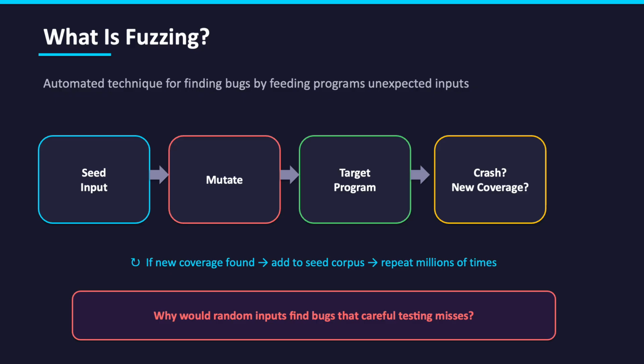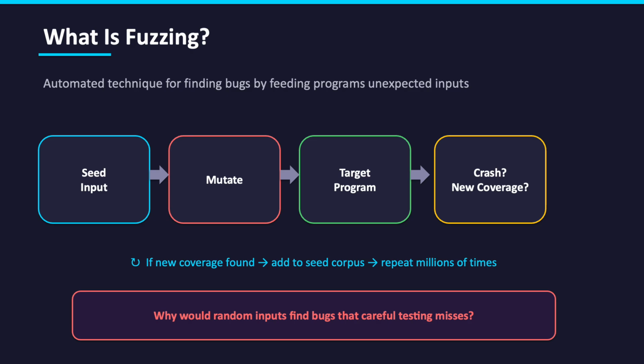And when we find an interesting input, we add it back to our seed corpus so we can mutate it further in future rounds. This feedback loop is the key, and by repeating this millions of times, the fuzzer gradually explores deeper and deeper into the program's code.